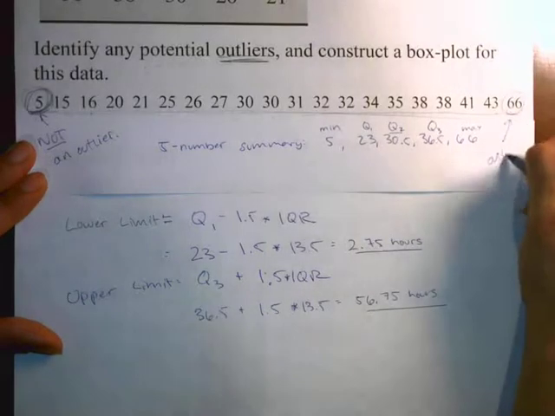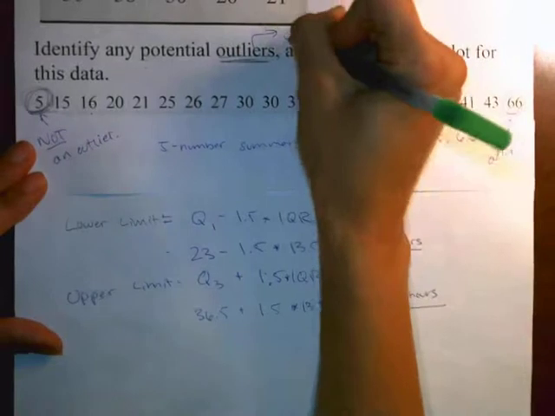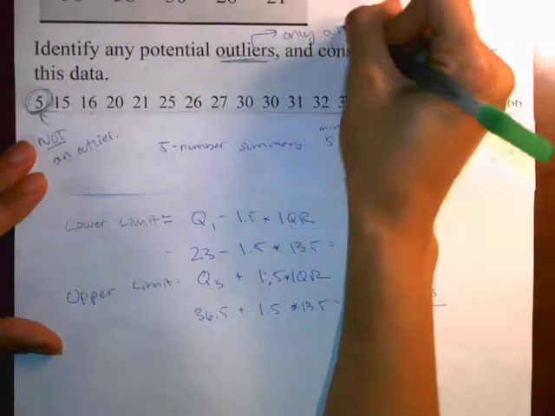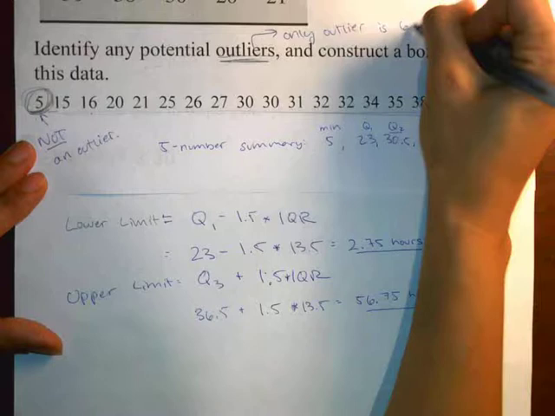So this here is an outlier. So our only outlier is 66.